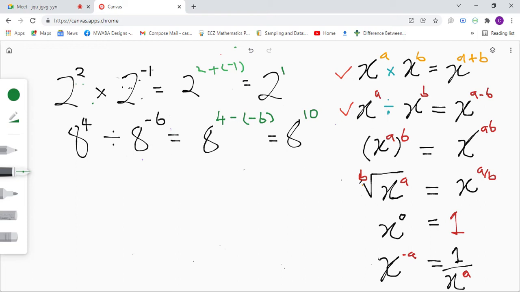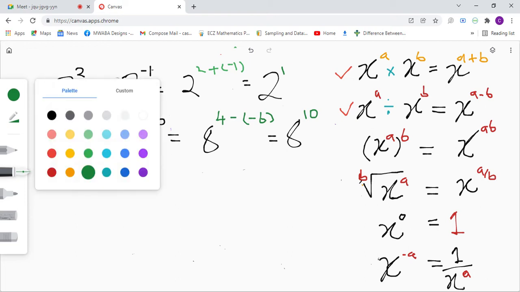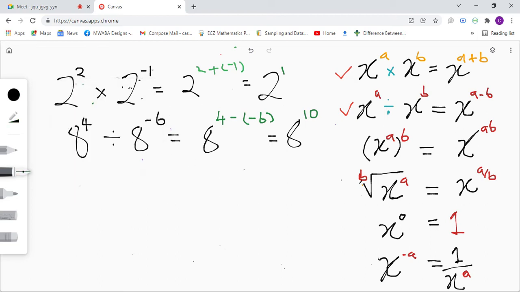Let me do another example on these two rules. Let's say we have 3x squared times 4x. Let me just write it like this: 3x squared times 4x.